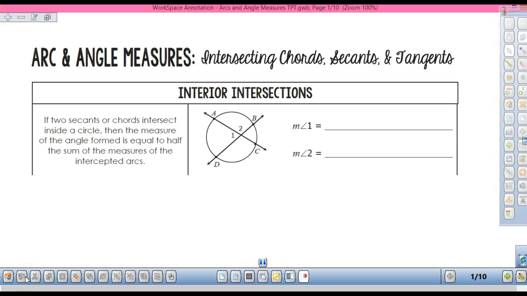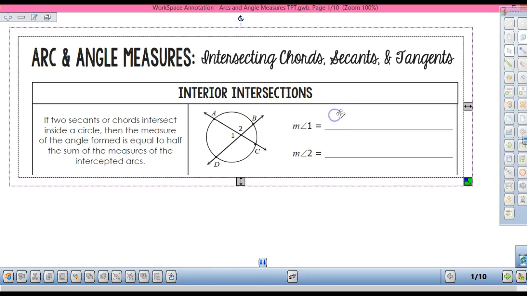All right, we have two intersecting secants. Secants go all the way through the circle. They are not chords, they're secants. The measure of angle 1 is 1/2 the sum of the intersecting arcs. So if we're going angle 1, it's 1/2.